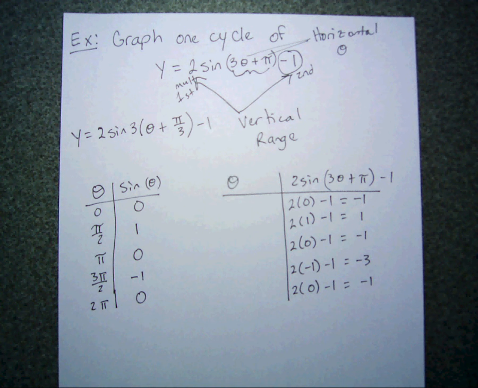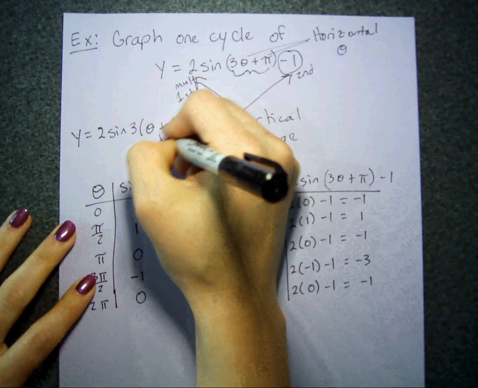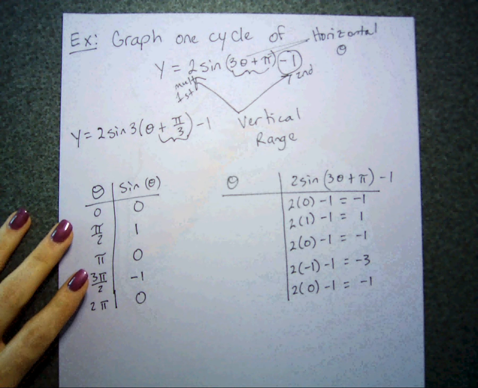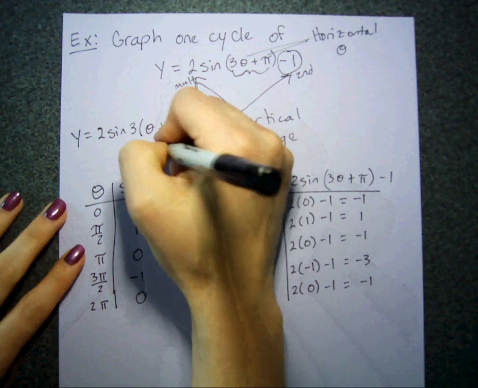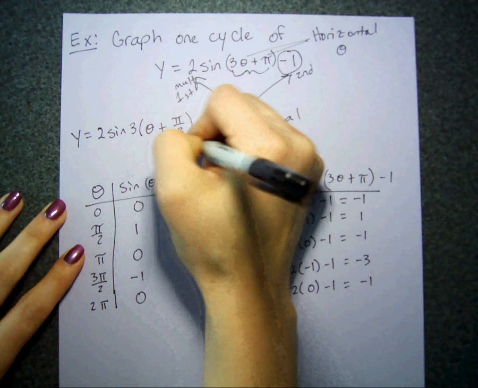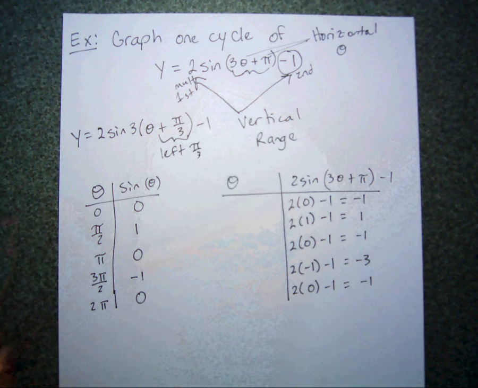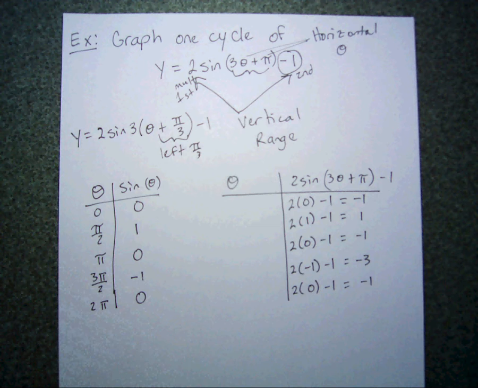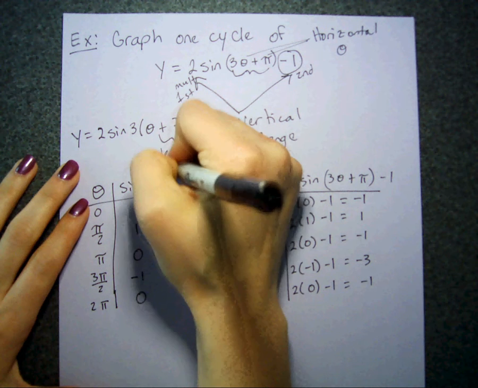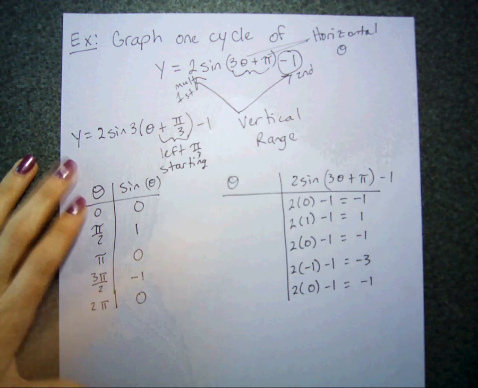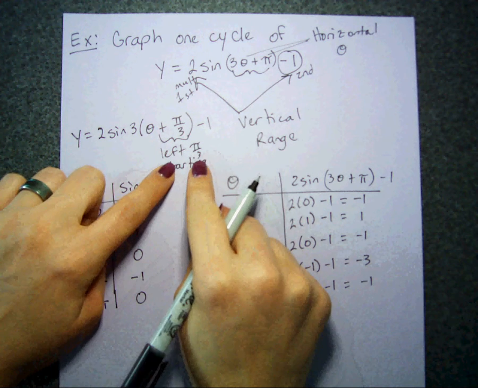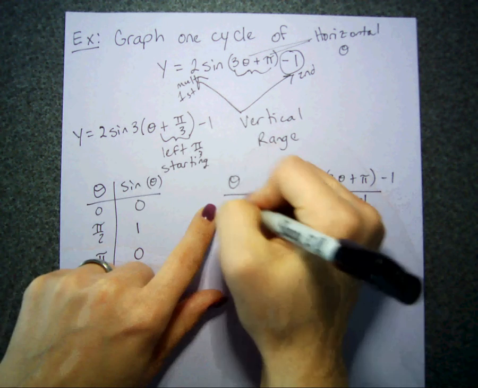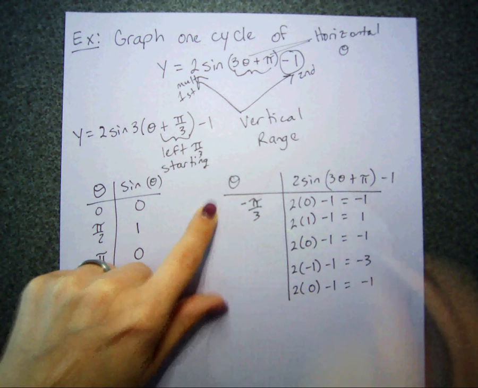The value right here, this is my horizontal or my phase shift. Remember, it is the opposite. So this tells me I'm going left pi over 3. Also remember that your horizontal or phase shift is your starting point. Right? So I'm going left pi over 3. So my starting value is negative pi over 3. I got that.